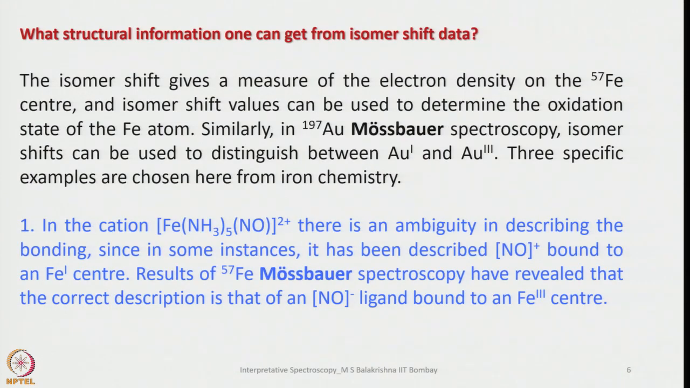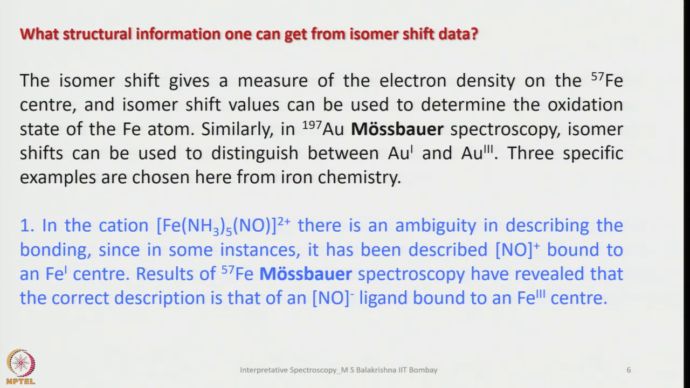And what structural information can one get from isomer shift data? This isomer shift data gives a measure of the electron density on the 57 iron center, and isomer shift values can be used to determine the oxidation state of the iron atom. So that means it gives electron density as well as the oxidation state of the iron atom. Similarly, in the case of 197 gold Mössbauer spectroscopy, isomer shift can be used to distinguish between gold 1 and gold 3.